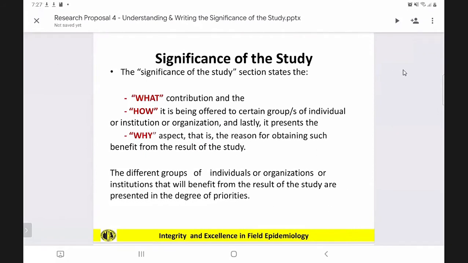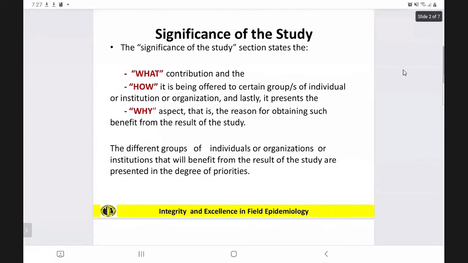Okay. So when we talk about the significance of the study, it states what contribution is being offered to certain groups of individuals, institutions or organizations. And lastly, it presents the why, the reason for obtaining such benefit from the result of the study. The different groups of individuals, organizations or institutions that will benefit from the result of the study are presented in the degree of priorities.